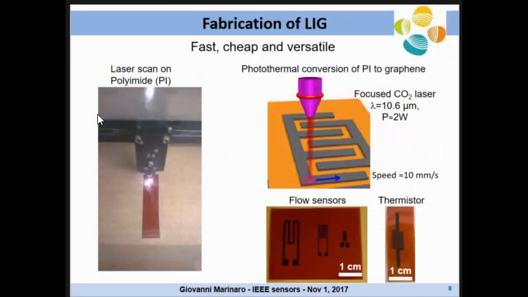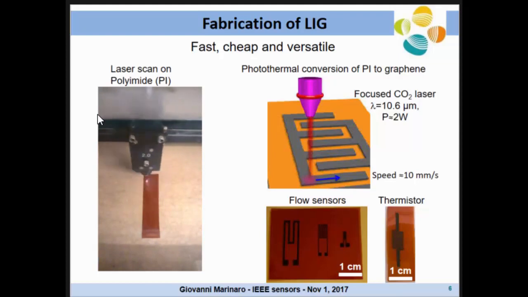I want to show you now the very quick method to make laser-induced graphene. As you can see, it's a raster scan process, left and right, and it's simple, fast, and it doesn't cost so much, maybe less than one US dollar. And how does it happen? It's a photothermal conversion of polyimide to graphene.